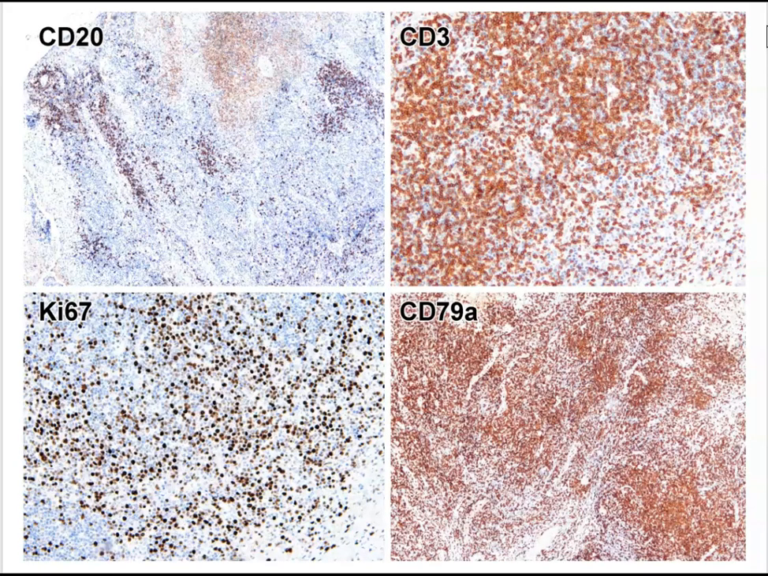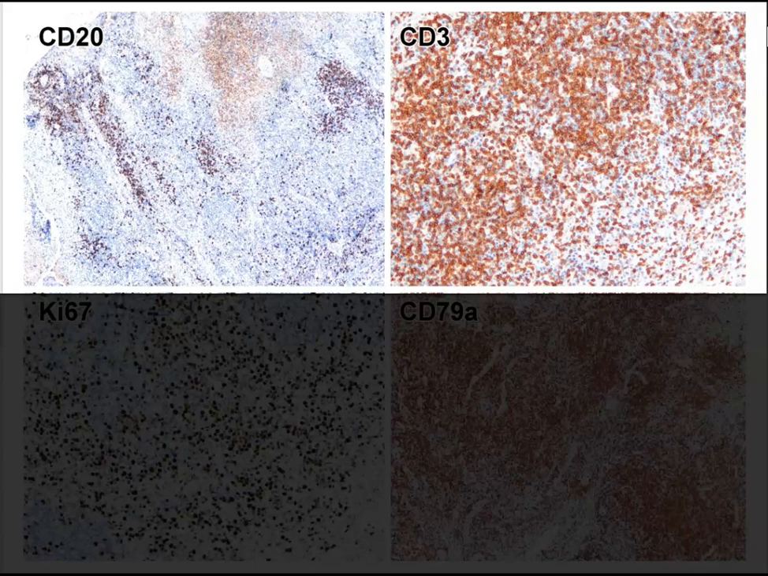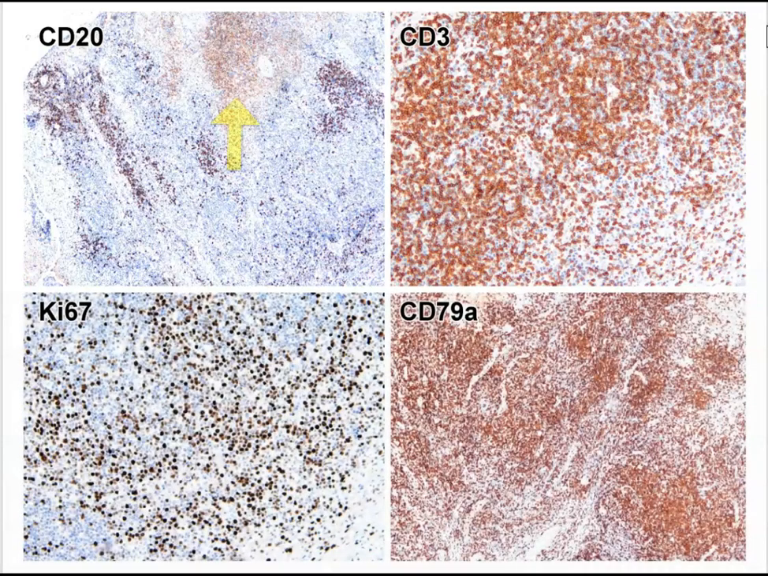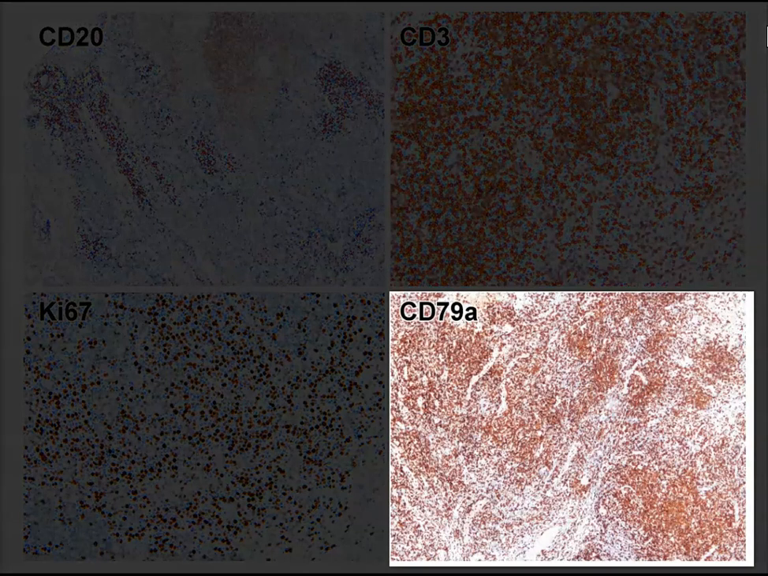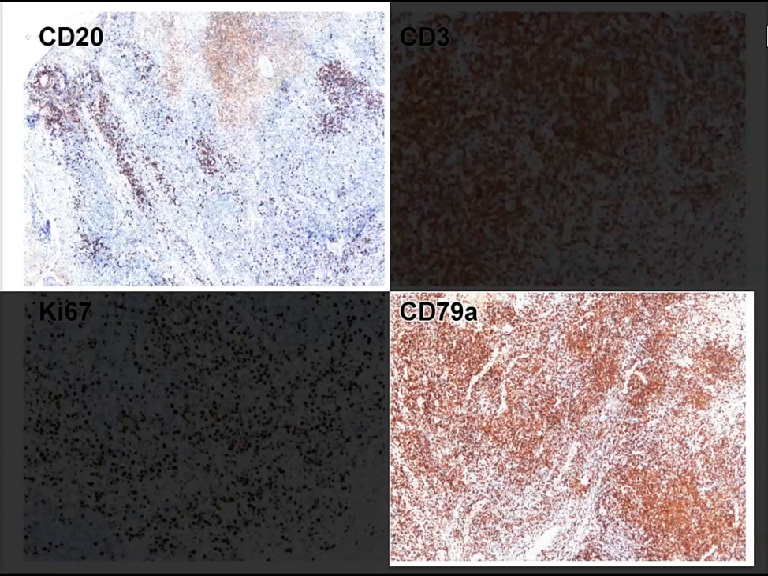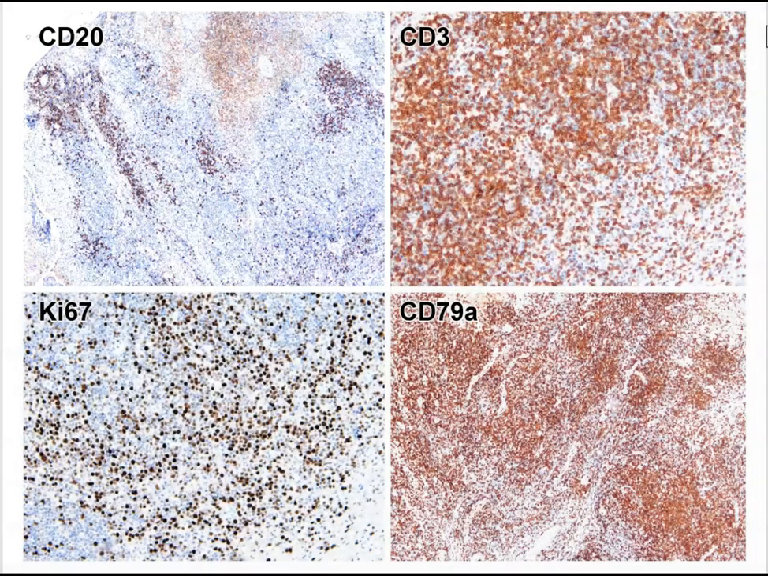Here is an example of infectious mononucleosis. The CD20 positive lymphoid follicles are small and regressed compared to the interfollicular expansion by CD3 positive T cells. There is also a focus of necrosis taking up non-specific staining. There are a lot of CD79A positive but CD20 negative cells in the interfollicular region. These are plasma cells that have downregulated CD20.